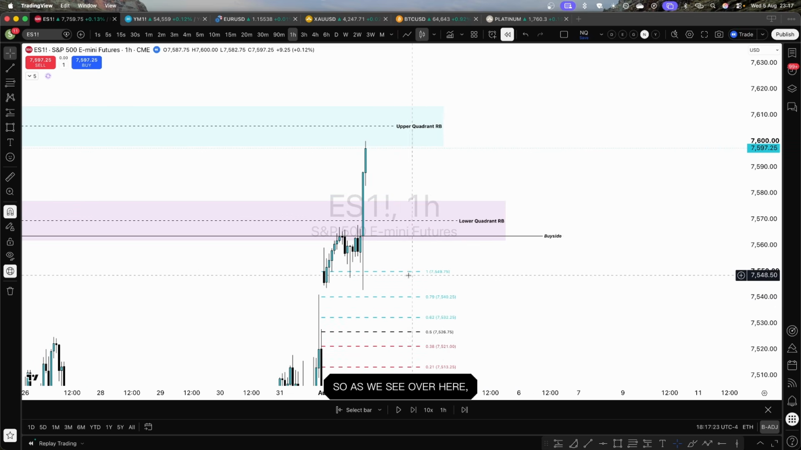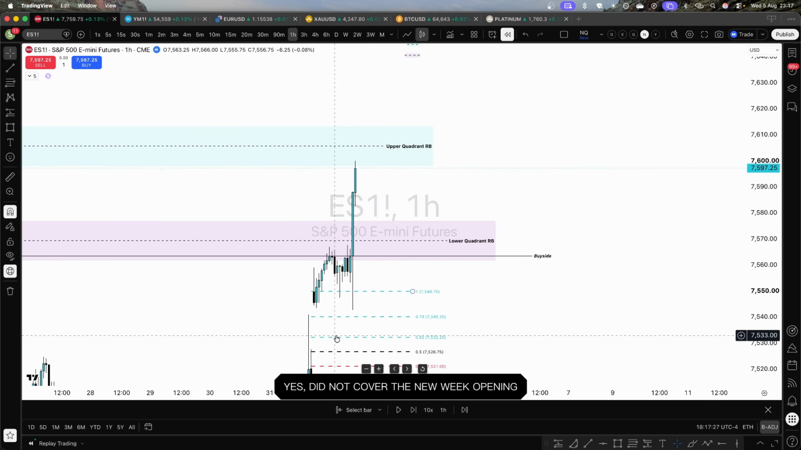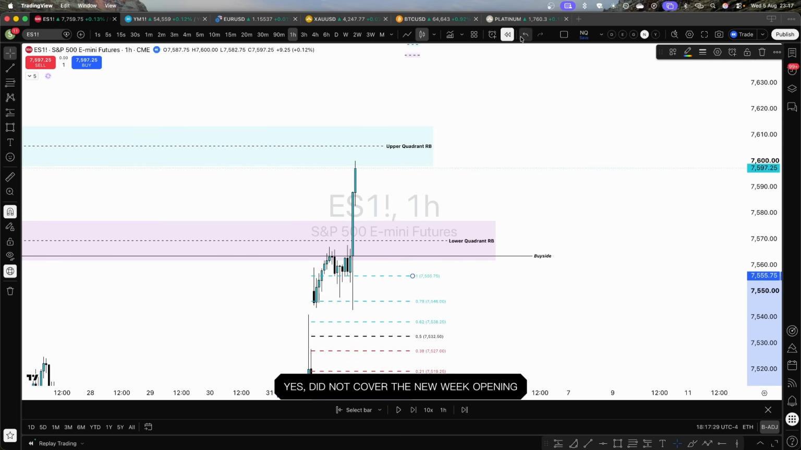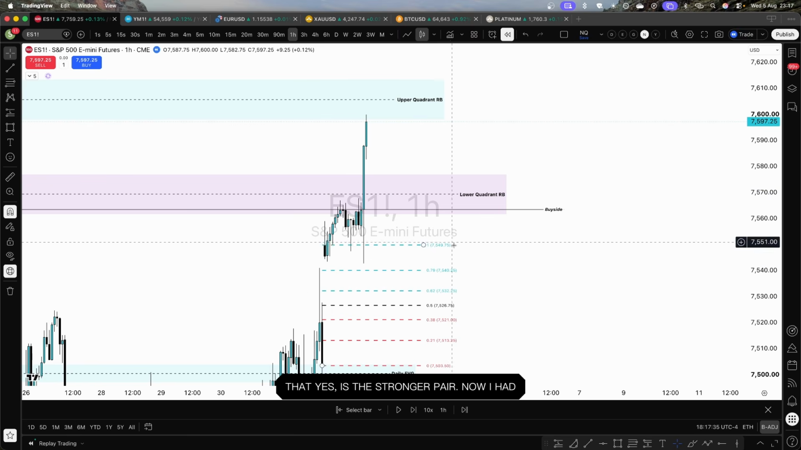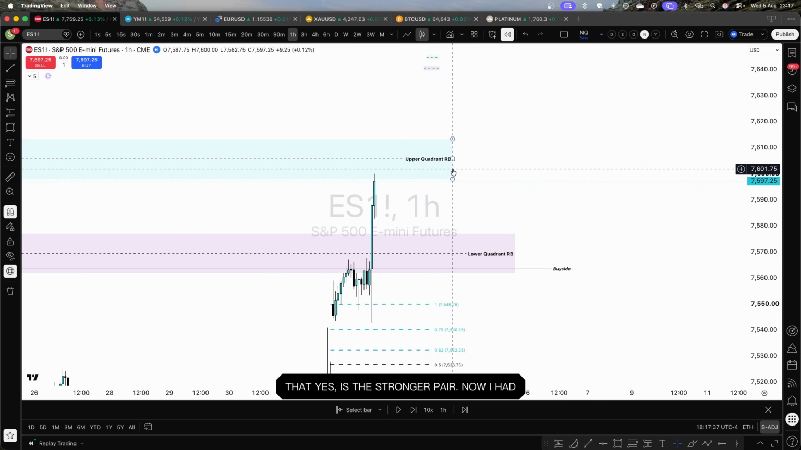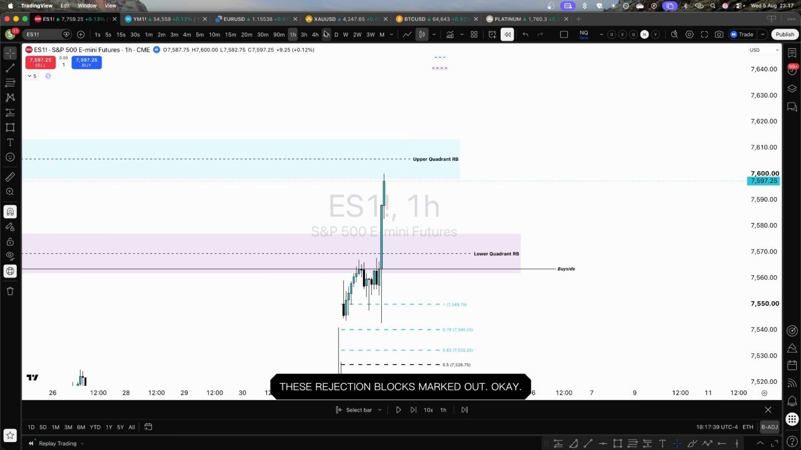So as we see over here, ES did not cover the new week opening gap. This potentially shows us even further signs that ES is the stronger pair. Now I had these rejection blocks marked out.